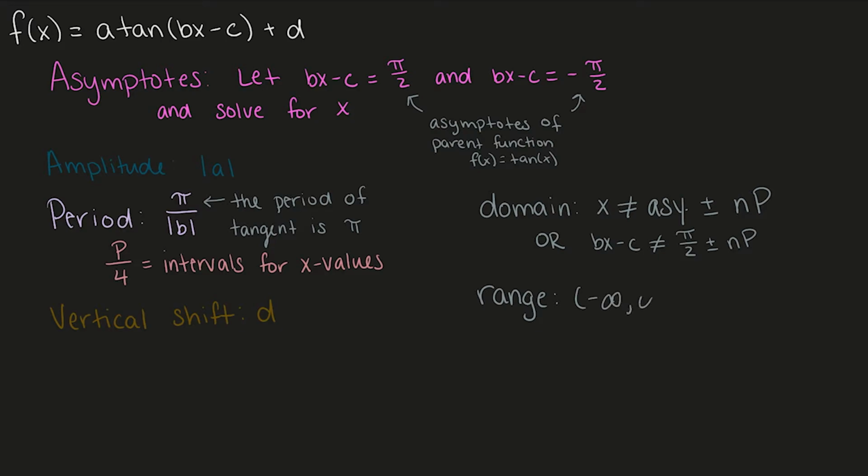Our range, again, different from our sine and cosine graph, is negative infinity to infinity. Going up and down, our tangent will have all possible values, but from left to right, we do have some places where the tangent of that value does not exist.